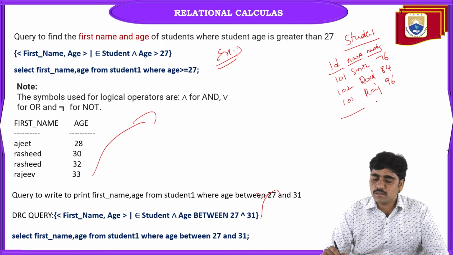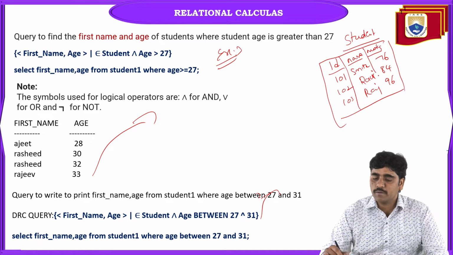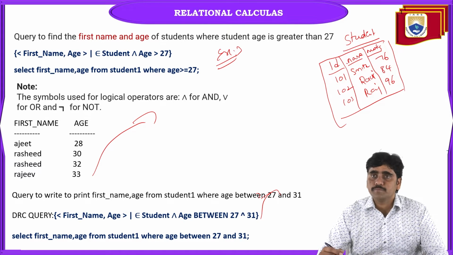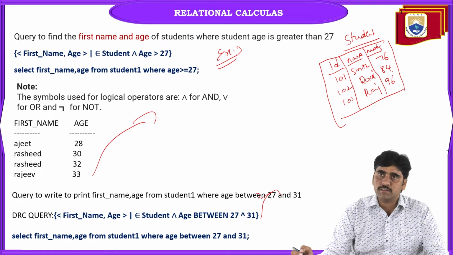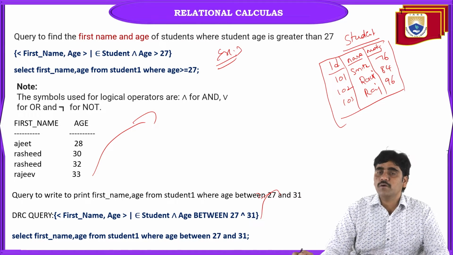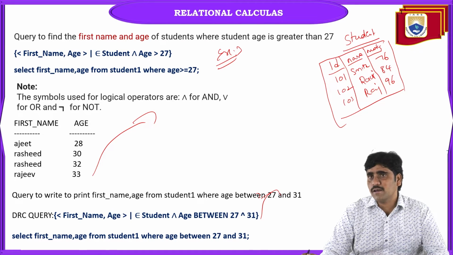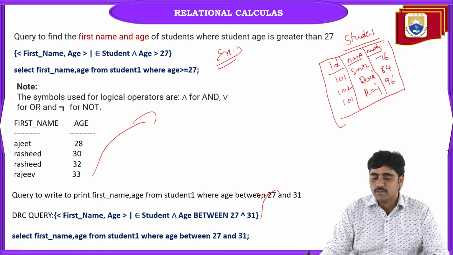So these three are the attributes of the student table, containing values: ID 101, 102, 103, names Smith, Rani, Raj, and marks 76, 84, 96. Right. So from this table, I want to display the name of the student whose marks are greater than 90.